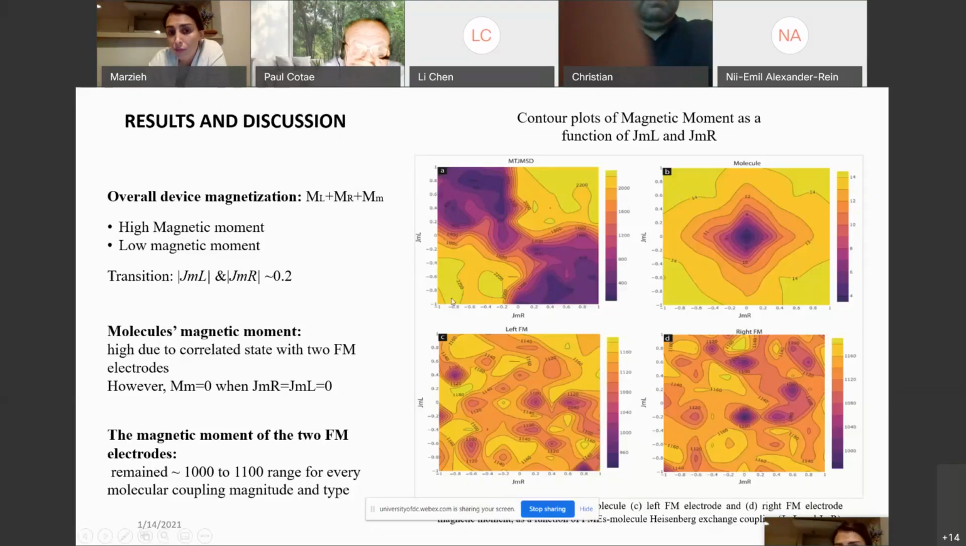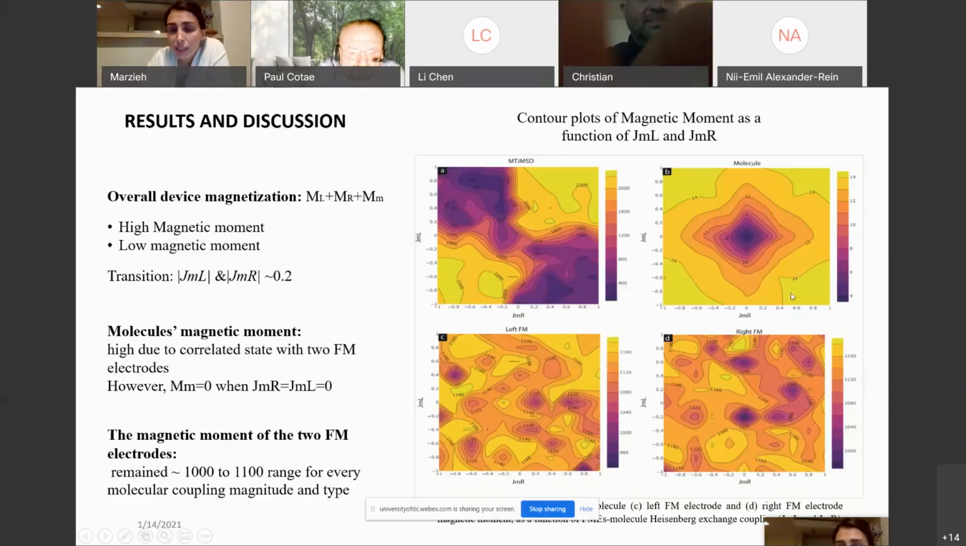Wherever we have both negative values, or positive JMR and positive JML, we have a high magnetic moment. And wherever we have antiferromagnetic coupling, negative values of JMR and positive value of JML, or reversely, positive of JMR and negative of JML, we have low magnetic moment. And there is a transition between low to high magnetic moment. When we look at this graph, we see that this transition happens somewhere about 0.2, but we need to look at this transition point more precisely. That will be explained later.